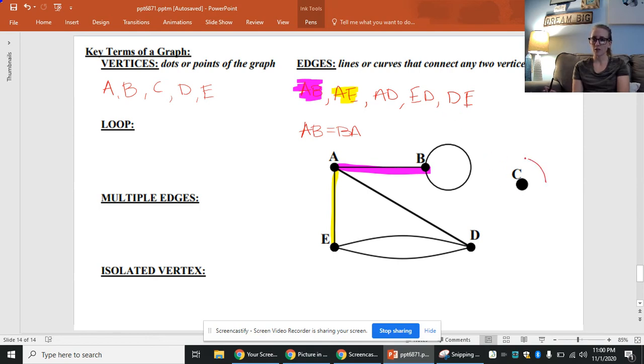You'll probably notice we see one over here by itself. That makes sense. So that would be the isolated vertex. It's the one by itself. It's not connected. So that will be a vertex not connected to another by an edge.